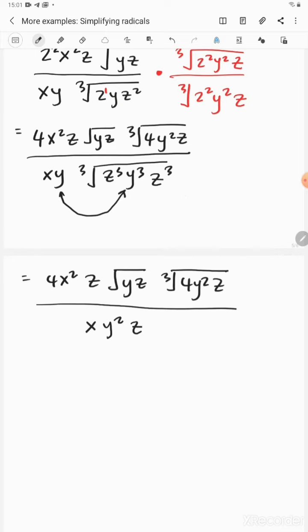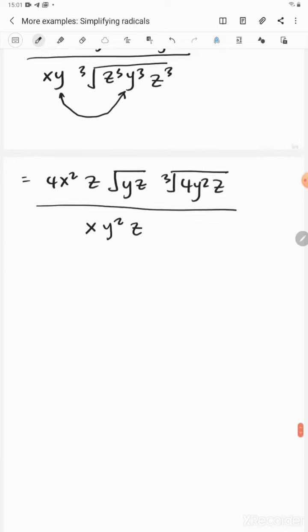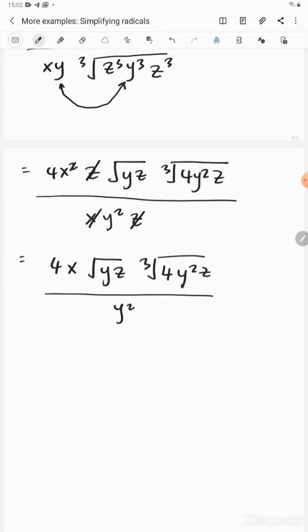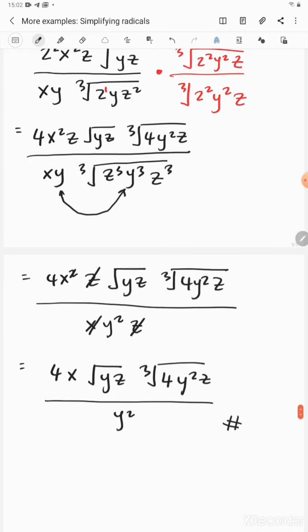Okay, now we can just simplify the letters. z with z, x, only one x left, so the answer will be 4x square root of yz multiplied by cube root of 4y square z divided by y square. Okay, so this is the solution for example D.